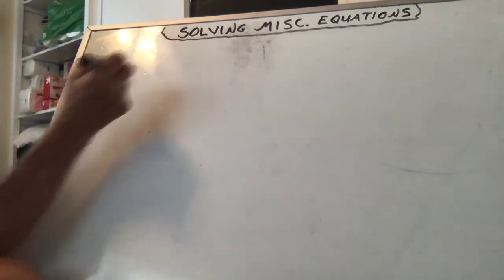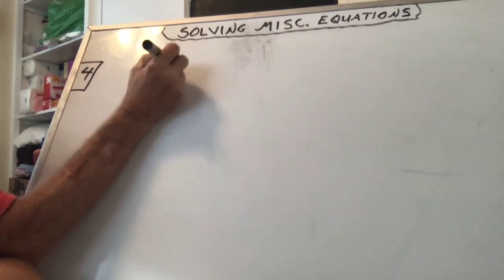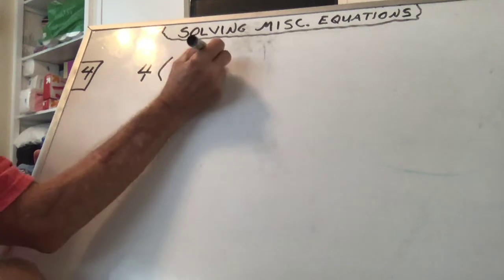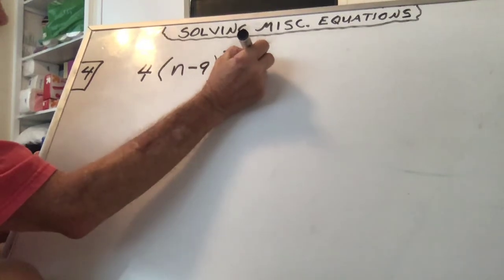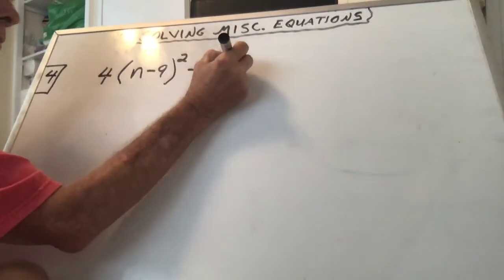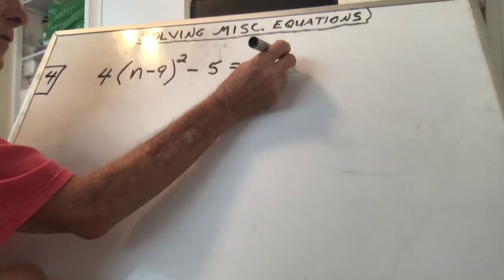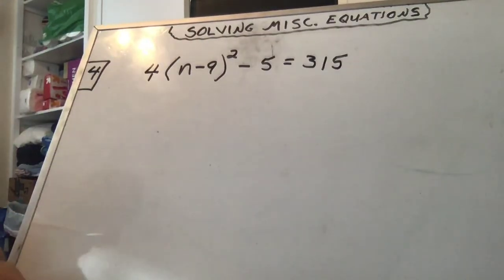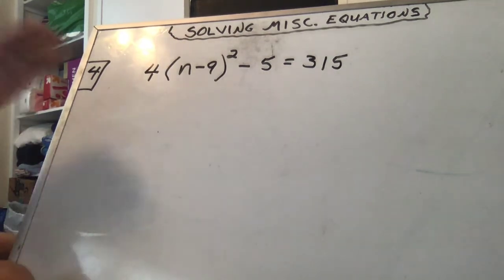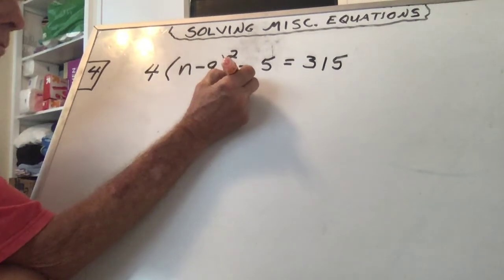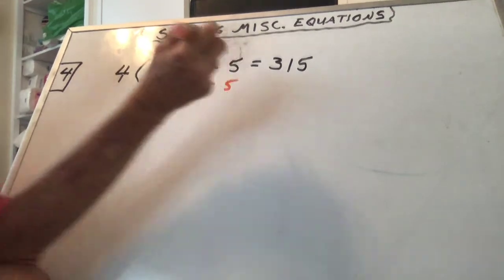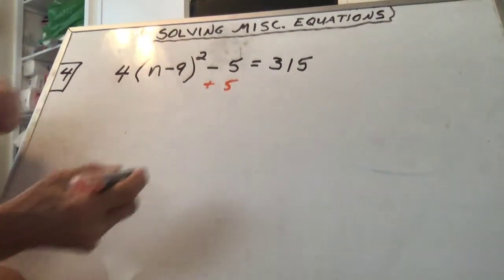Okay, fairly complicated one. 4 bracket n minus 9 bracket squared. That's important. Minus 5 equals 315. Okay, so this one's a trick. This one takes more work, more concentration, but you attack it the same way you did the last one. Okay, and we're going to do it the second method, not the distributive property, but you could do it that way. So we're going to get rid of the 5. So this is subtract 5, so I add 5 to both sides.